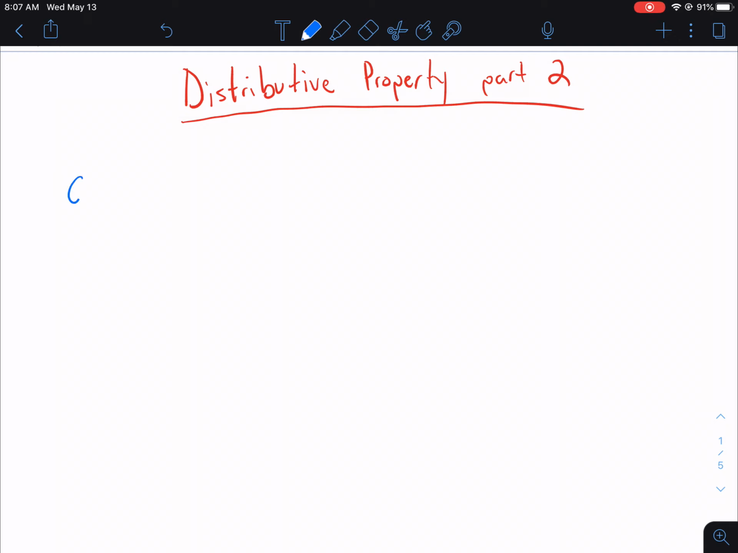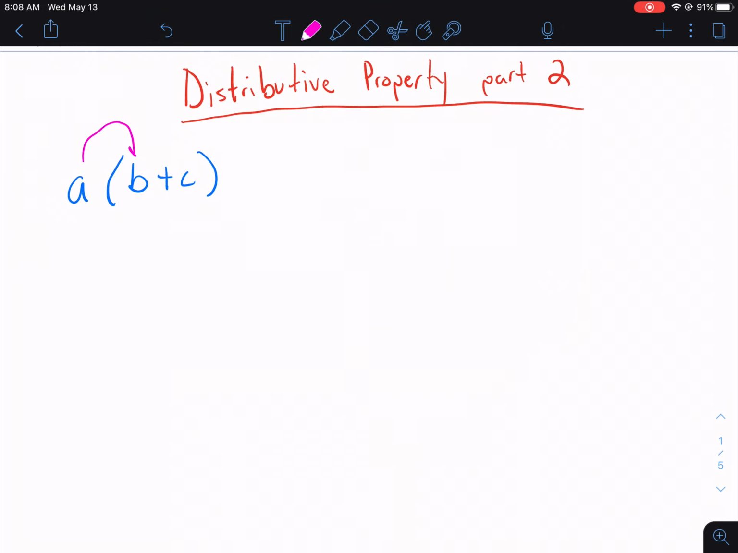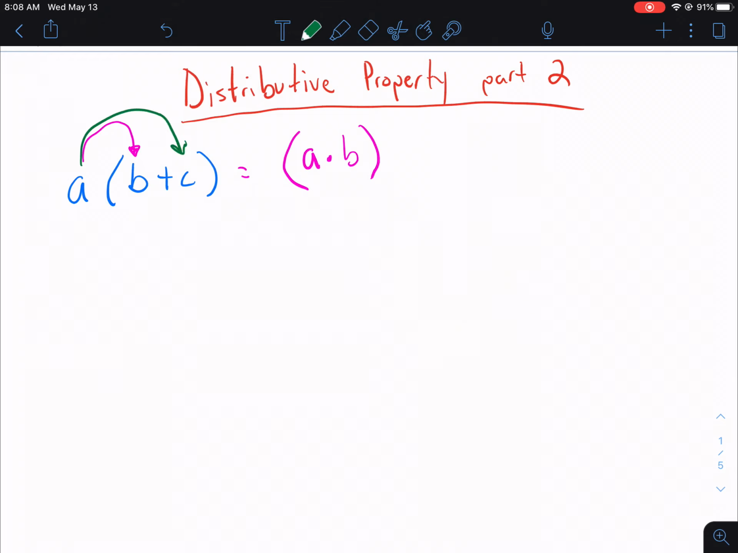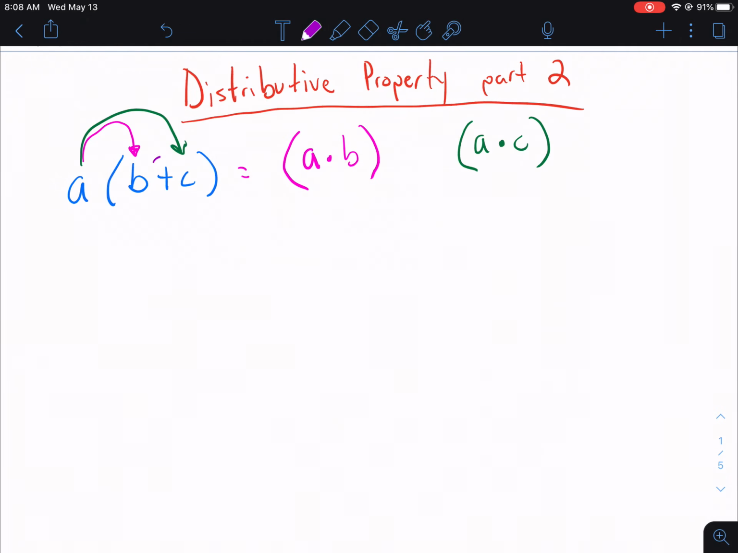We start off with A times parentheses B plus C. Tenemos A por paréntesis B más C. I distribute A to B, so I multiply A times B, A por B, then A into C, A times C, A por C. Now, I'm adding in the middle, so I'm going to be adding, plus.